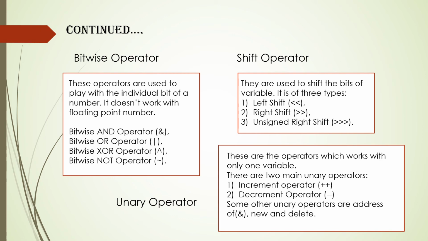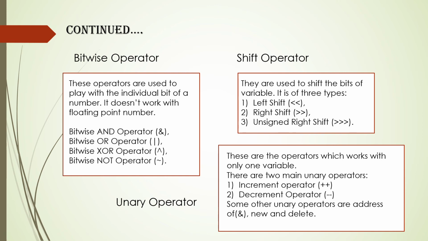See that also. Now comes the shift operator. It is used to shift the bits of a variable. It is of three types. First, left shift, represented by the double less than sign. Second is right shift, represented by the double greater than sign. And the third is unsigned right shift, represented by the triple greater than sign.